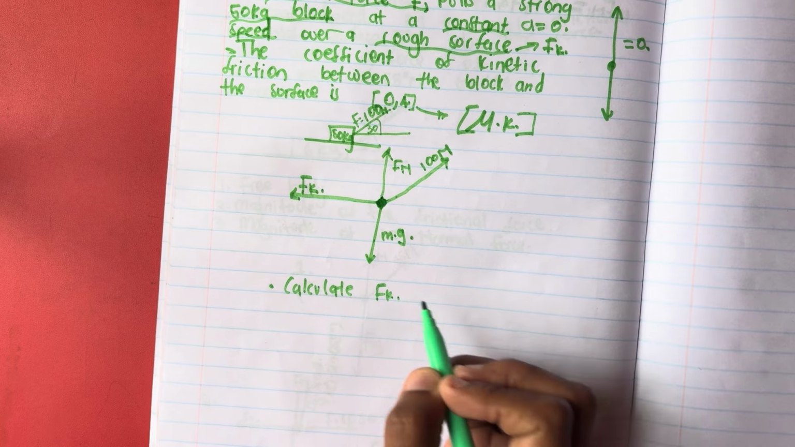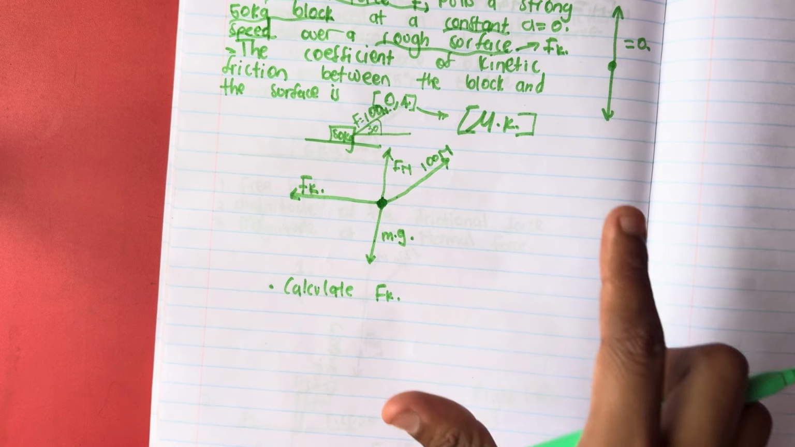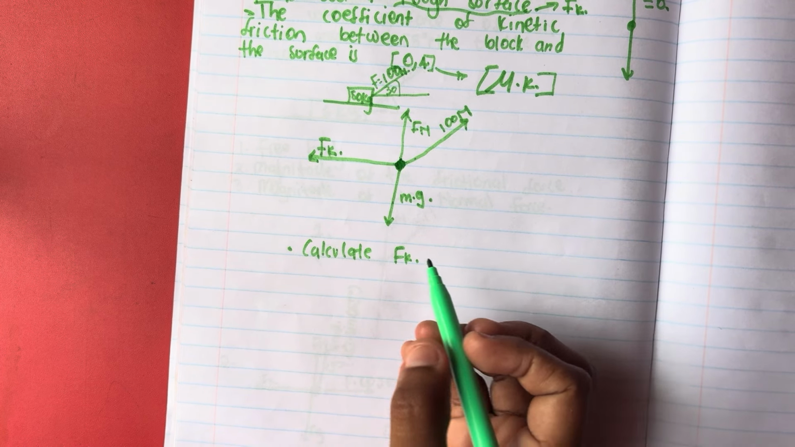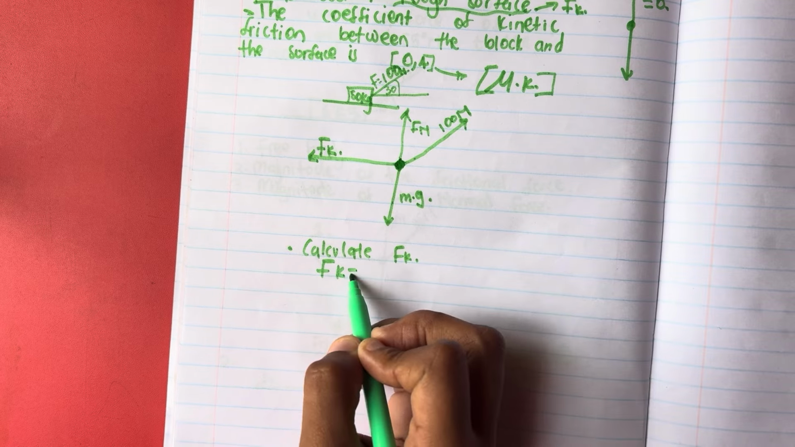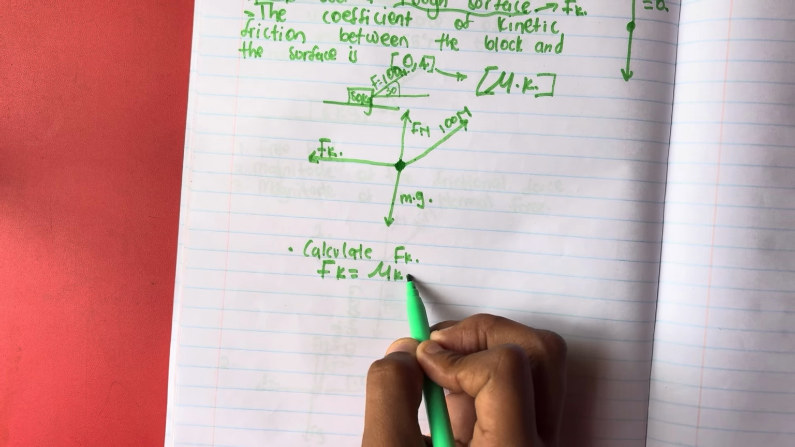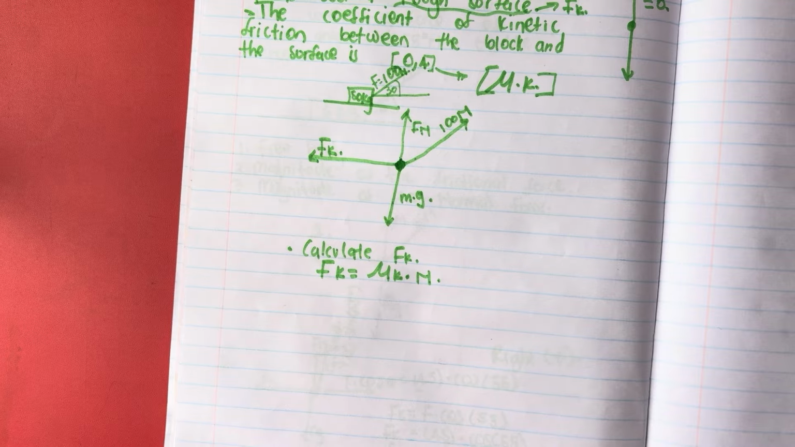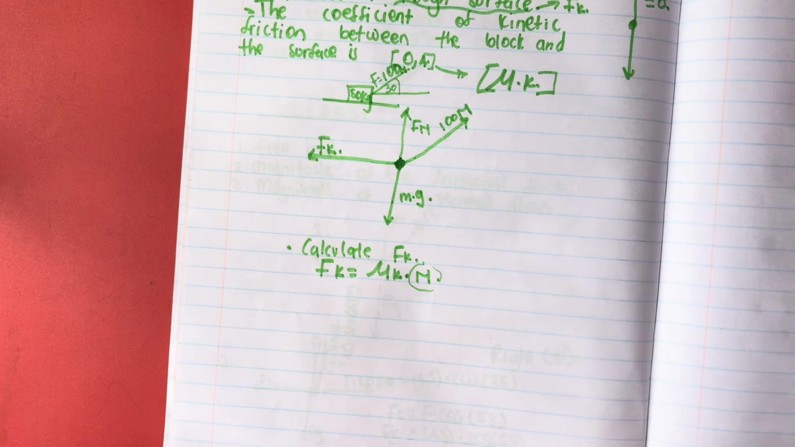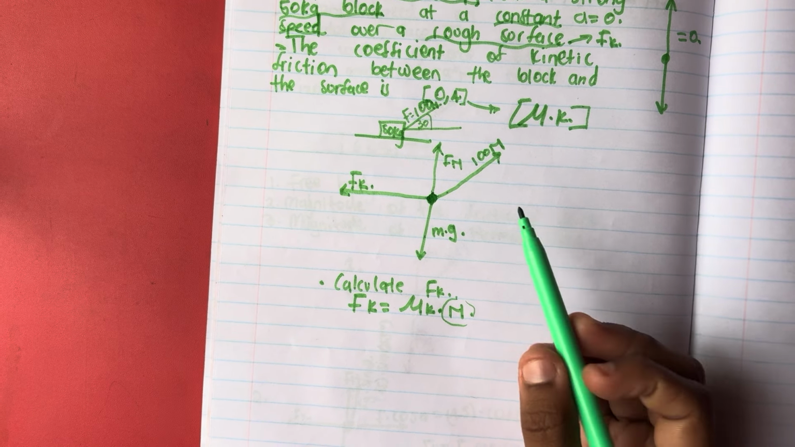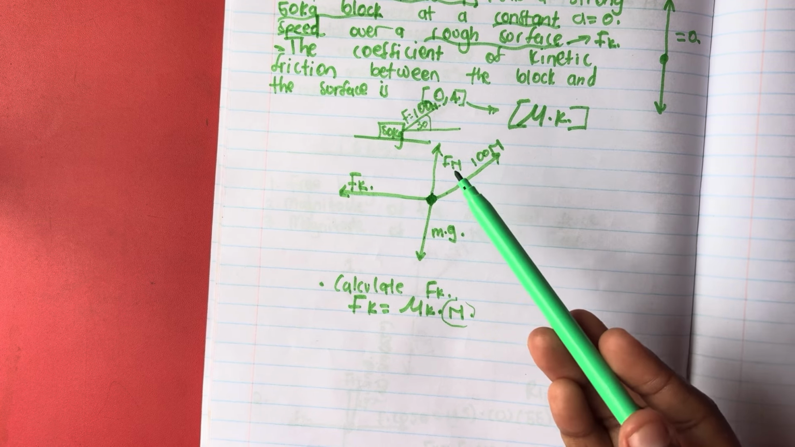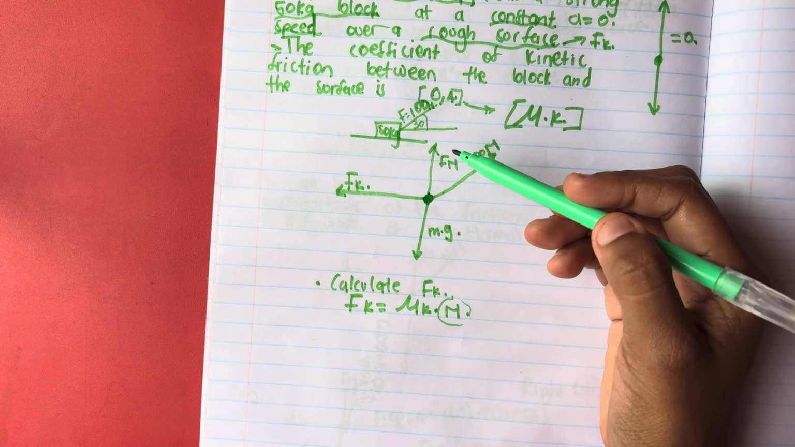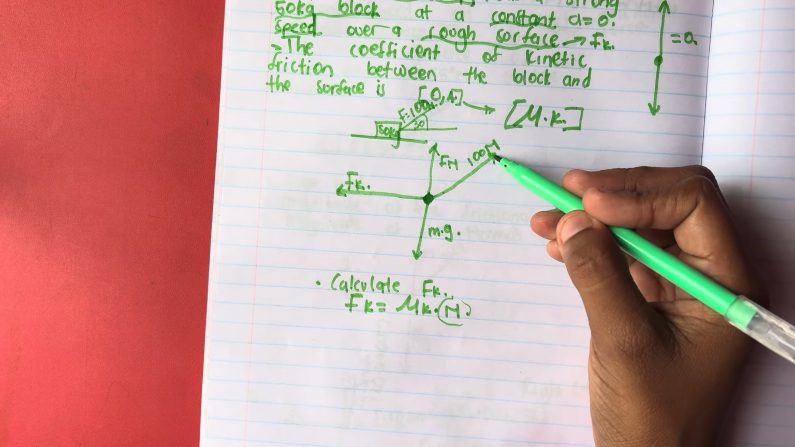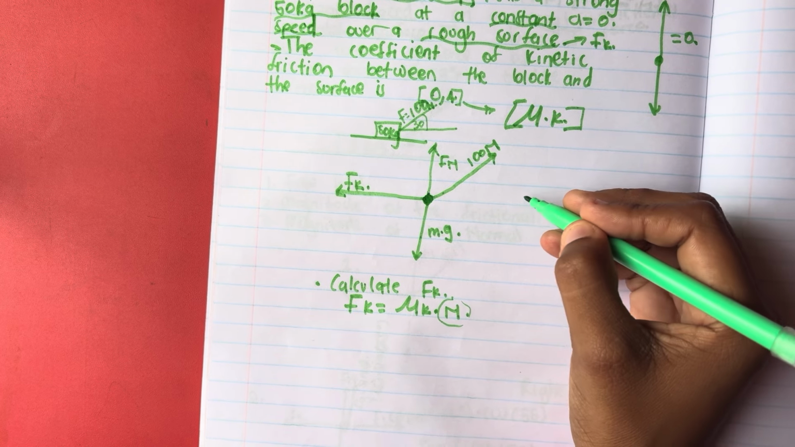Fk. As I said, if we have mu k, which is the coefficient of kinetic friction, our Fk will take this formula. Fk will be equal to mu k multiplied by the normal force. But before we can calculate, we don't know what the normal force is, so we have to work out what the normal force is first, right? So now let's go back to our free body diagram. Let's look at Fn. In order to get Fn, we also need to get the y component of this applied force. So let's break it down into its components, right?